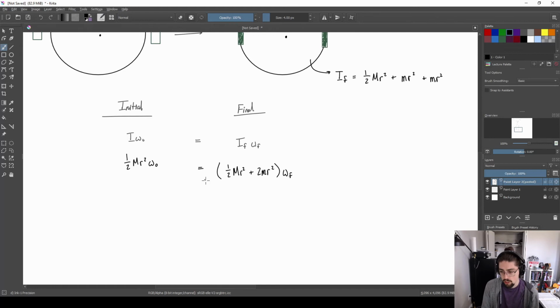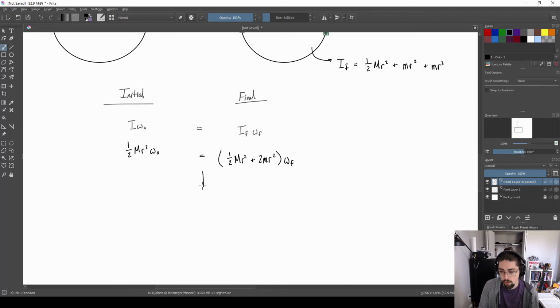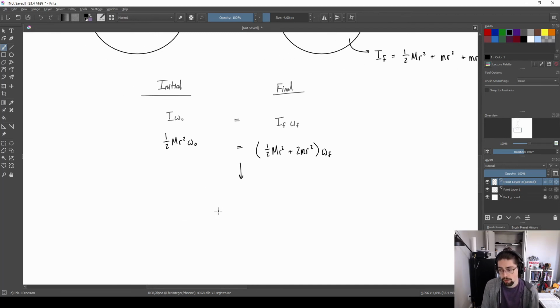So let's go ahead and do that. As we're solving out the rest of this thing, I would rather not do anything else with this. I know it can be simplified just a little bit on this one, but we can get rid of the r squareds. That'll make this a little bit easier at least. Then this is going to become 1/2 capital M omega naught divided by 1/2 capital M plus 2 lowercase m is equal to omega F. Plug in all of our numbers here, and what we should actually find is something like 50 RPM.